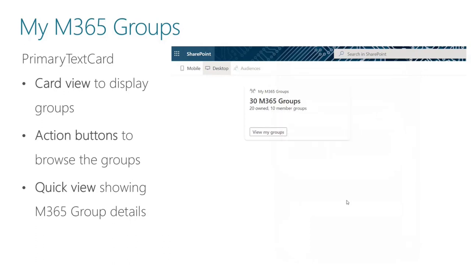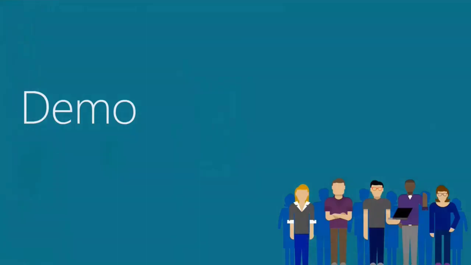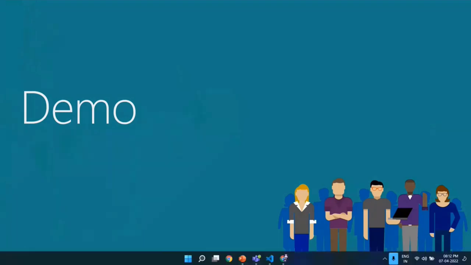So this sample is developed with SharePoint Framework version 1.13.1, when it started supporting the ACE, and it is available to download and use under the Viva Connections Adaptive Card Extension sample repository at this mentioned URL. So with that, let's have a quick demo of this sample, and then we will get into the code.